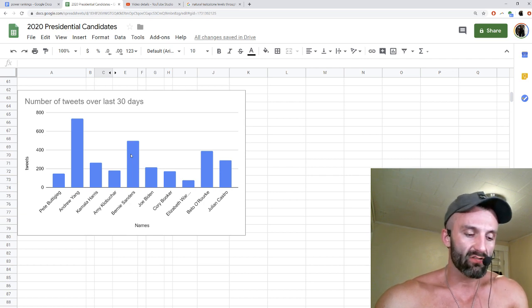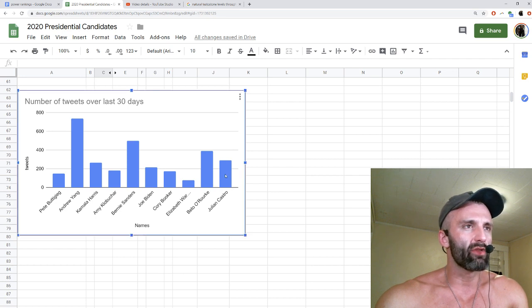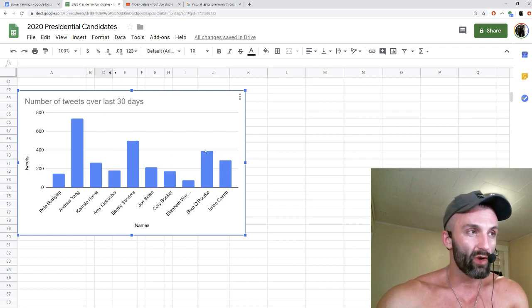Also, Bernie Sanders has a very big social following online. Beto O'Rourke and Julian wrap out the top here. So we've got, let's see, 740 tweets, 500, 390, 290, and 266. So that wraps out the top 4 for the total number of tweets here.